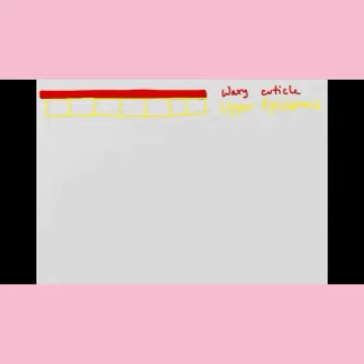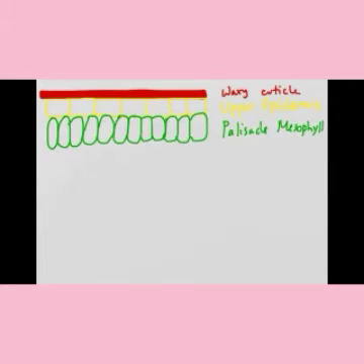Just underneath the waxy cuticle is the second layer, which is called the upper epidermis. The cells of the upper epidermis are very closely packed together. The upper epidermis has mostly protective functions. It allows light to come in, but also prevents water loss in conjunction with the waxy cuticle.